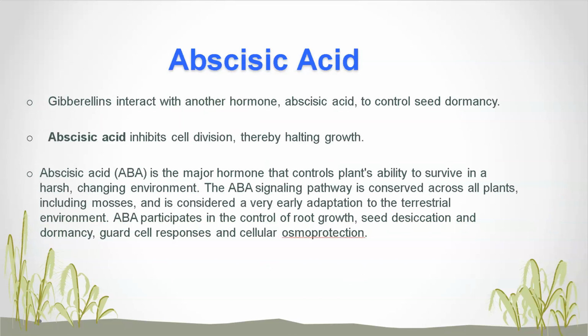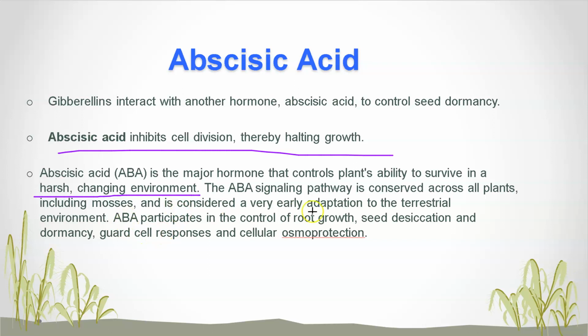Abscisic acid inhibits cell division, thereby halting growth. So gibberellins interact with another hormone to control seed dormancy. So abscisic acid is a major hormone that controls plants' abilities to survive in a harsh and changing environment. The signaling pathway is conserved across all plants, including mosses.